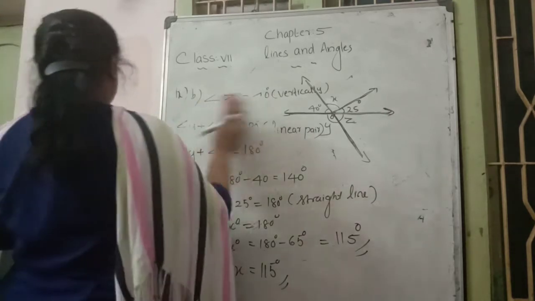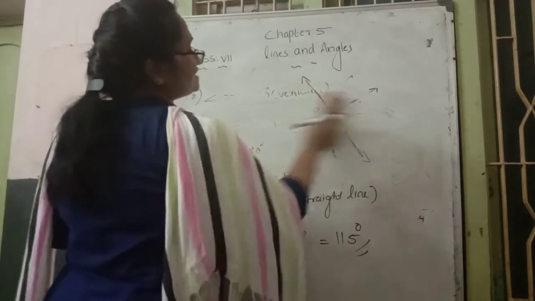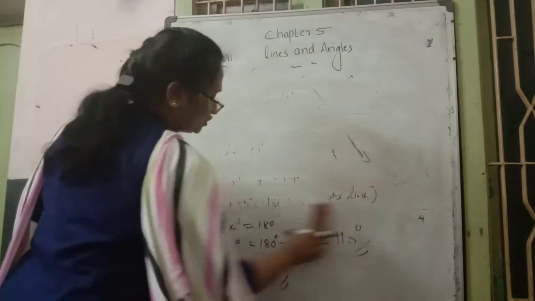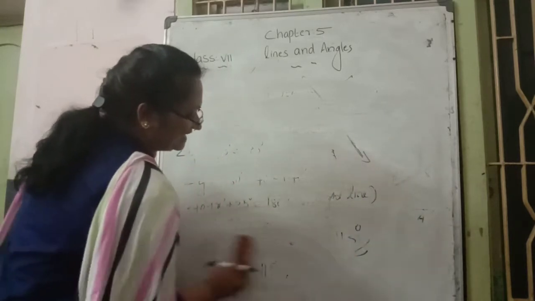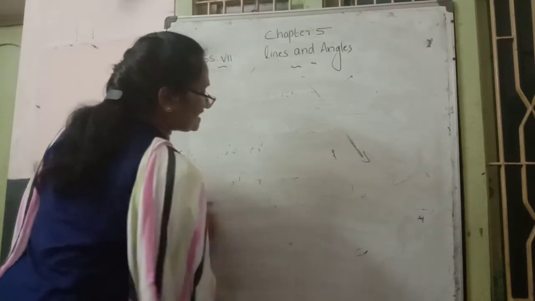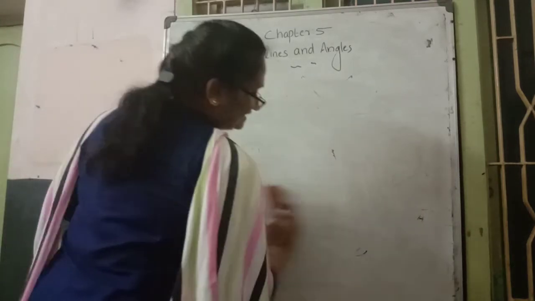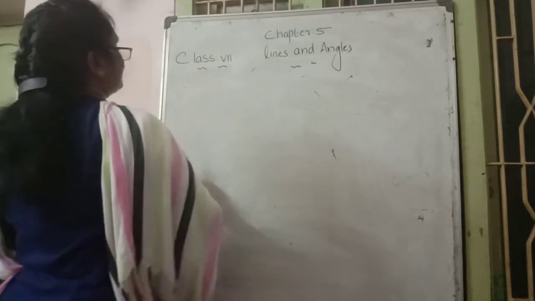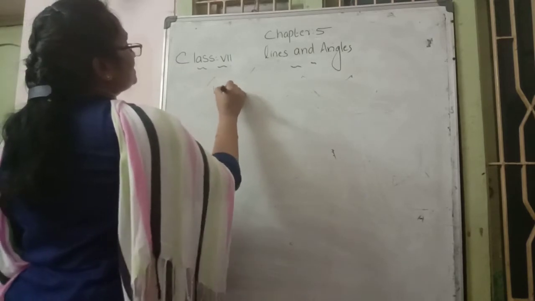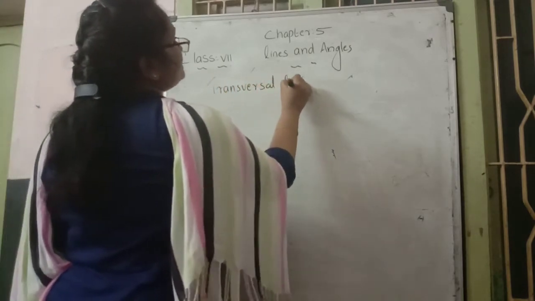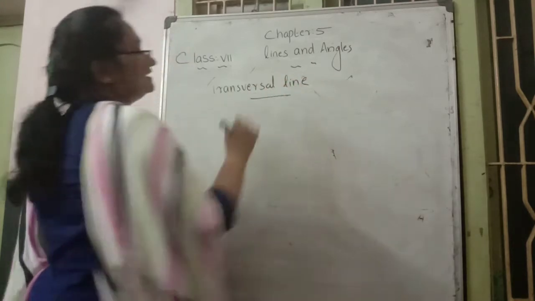Then next we go to the transversal line. Transversal line is another small topic in lines and angles. What about a transversal line? Transversal line means here.